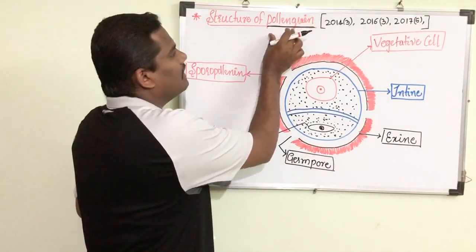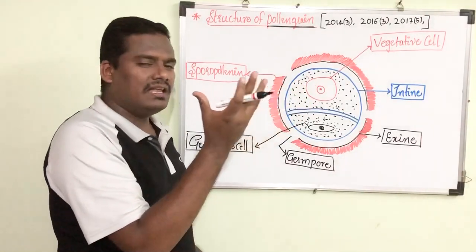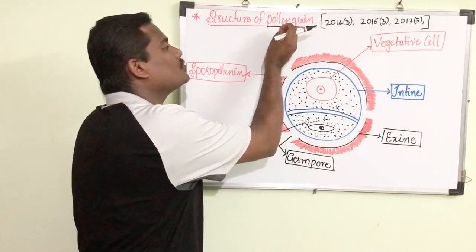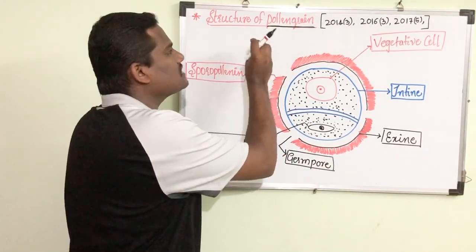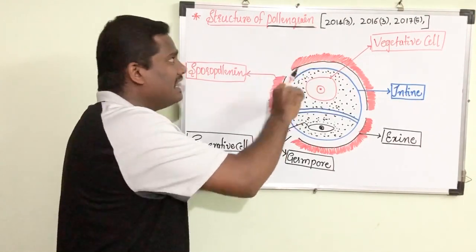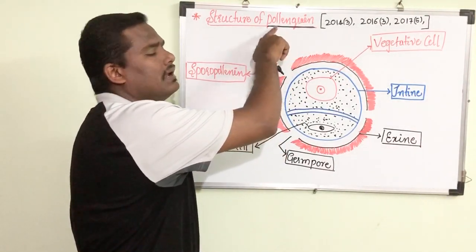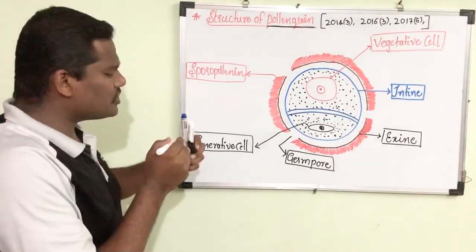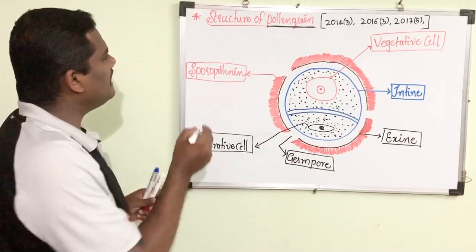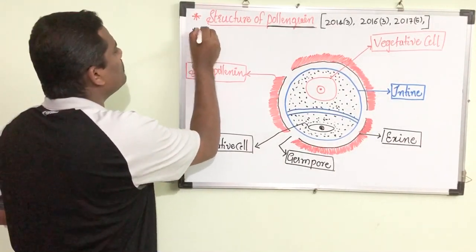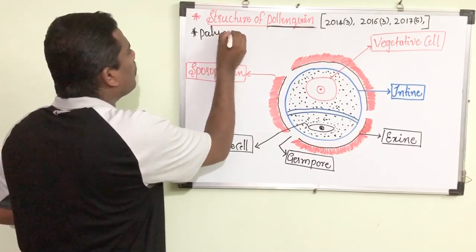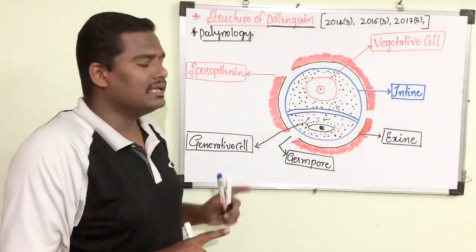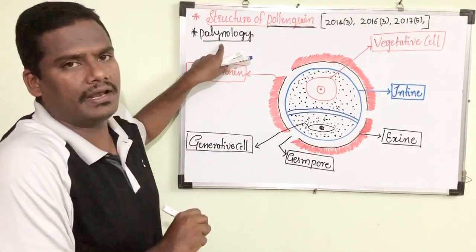Within that tapetum layer, there is a pouch-like, sac-like structure. That sac-like structure is nothing but the microsporangium, or simply called the pollen sac. Inside that pollen sac, the pollen grains are synthesized and matured. Now, the detailed study of pollen grains is called palynology. Palynology is a branch of botany that deals with the study of pollen grains.